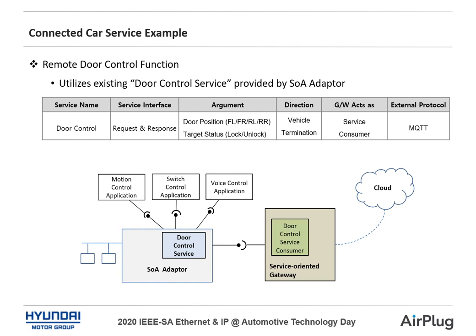Actually, a door control service has existed even in the non-connected car because an RF key or switch needs to control the door. However, we needed some development or change for remote door control from the cloud before. But the SOA adapter, which connects the legacy network with the in-vehicle service network, and the SOA gateway enable door control to be exposed to the cloud as a service without any change. This is the main advantage of the concept.